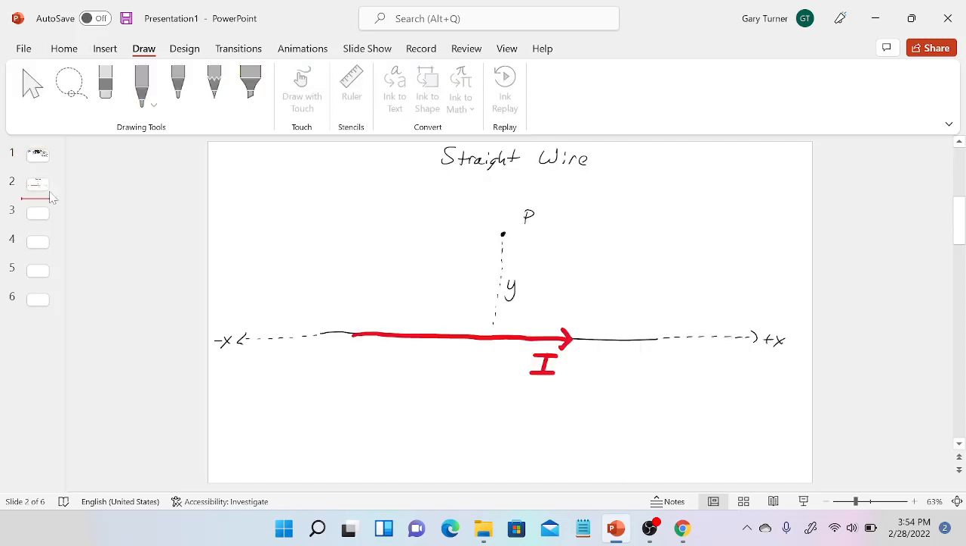So, if we look at our wire, the wire can be of any length. It does not matter.